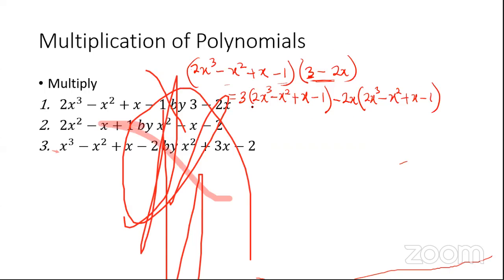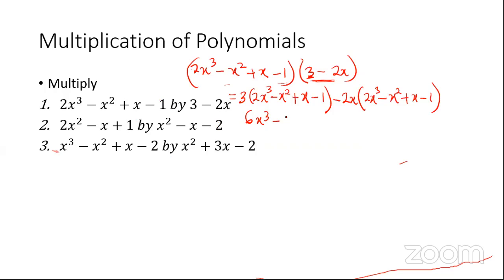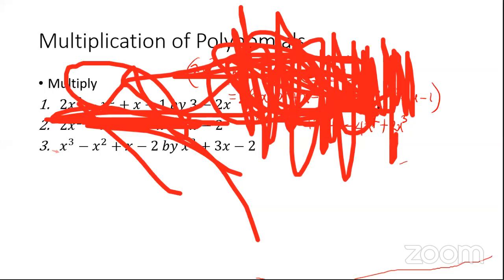So can we expand? So we have 6x raised power 3 minus 3x squared plus 3x minus 3. You do the same thing for this. Minus 4x cubed. Sorry, minus 4x raised power 4. Then minus times minus plus. Then it will be 2 times, that will be what? 2x raised power 3. Minus times plus.